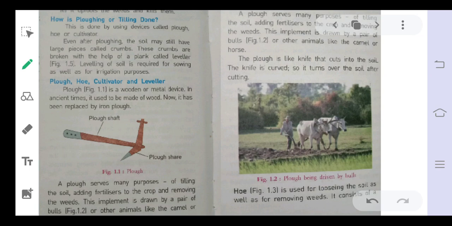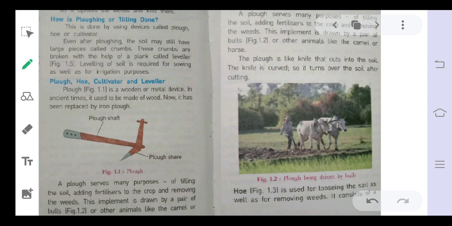After that, it uproots the weeds and kills them. The weeds, that is, the unwanted herbs and plants, are uprooted by this tilling or plowing. So all these are the necessity before sowing a seed into the soil, which means the soil should be properly prepared.